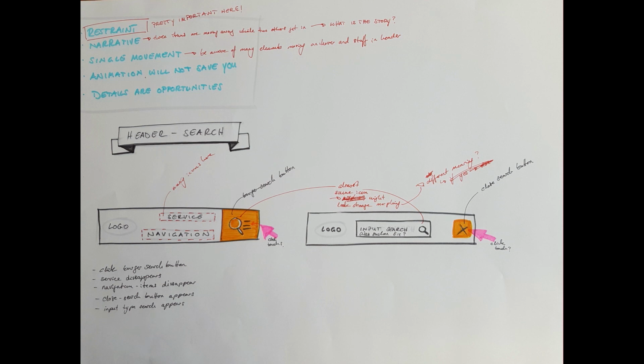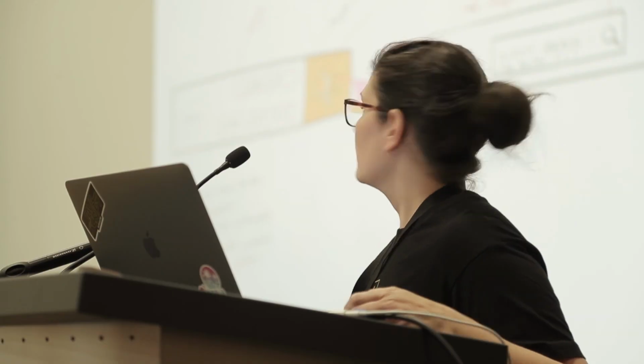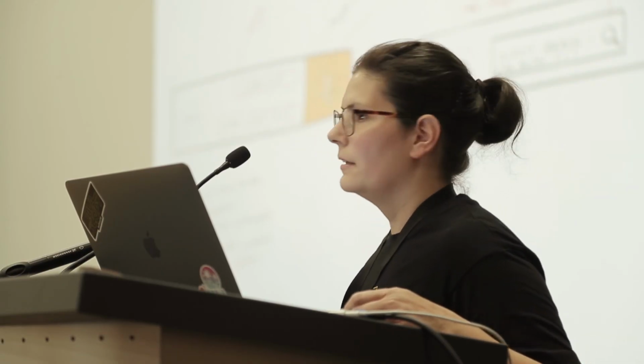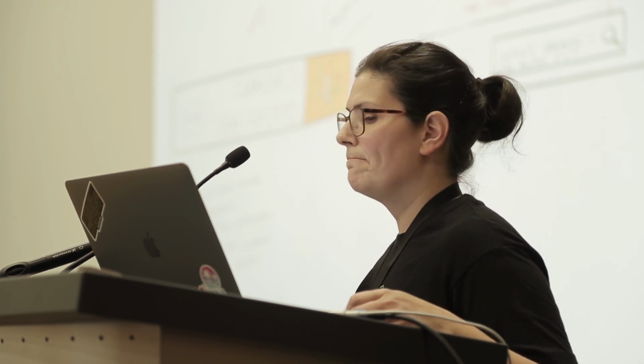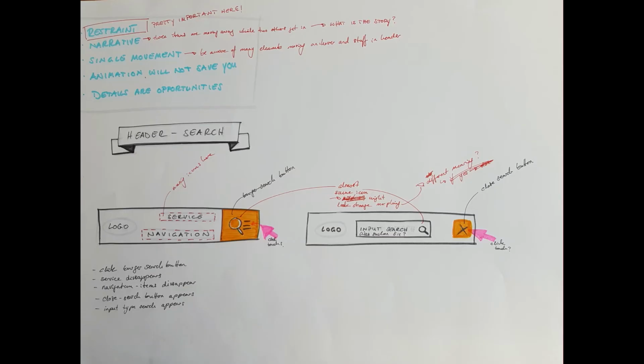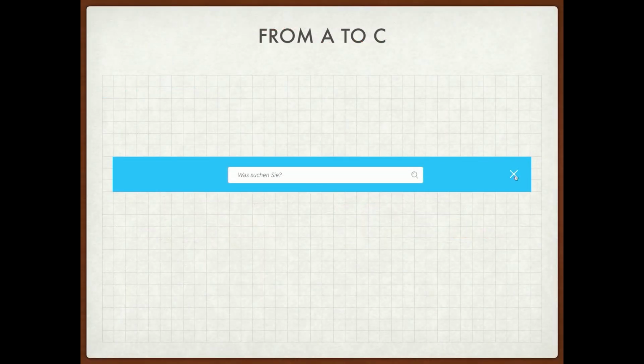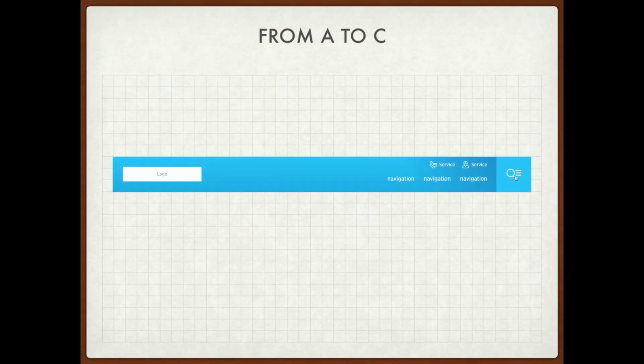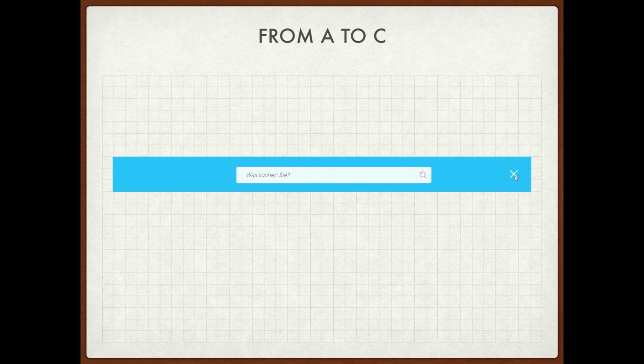And here you can see my thoughts I had. I was drawing the first state and the last state, and I was thinking, okay, how do I get from A to C? What do I have to think about? And I can show you the result. It's like this. And I'd like to explain to you what I thought.